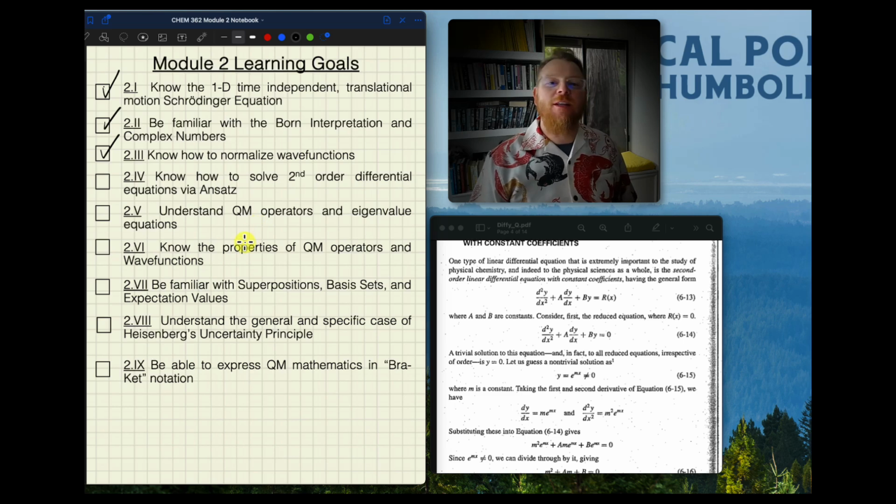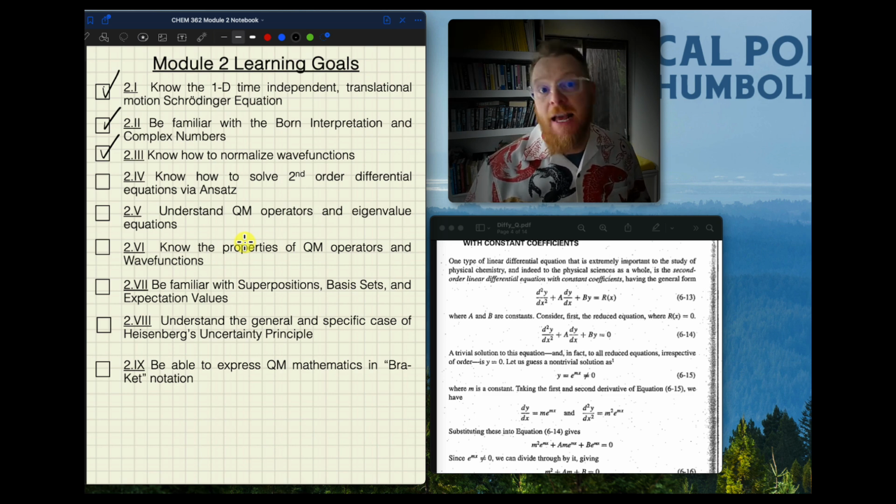Okay, hi folks. Let's get into this learning goal 4. Know how to solve second order differential equations via the Ansatz method. This isn't something that's in the textbook.